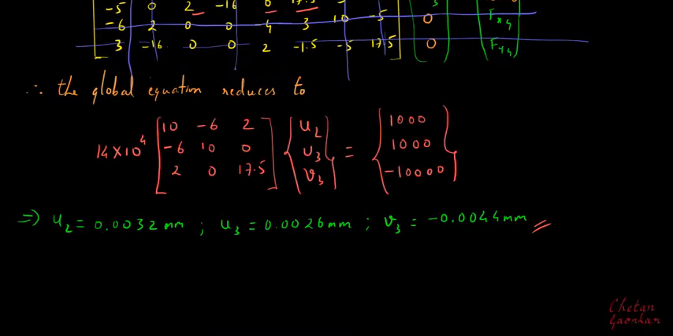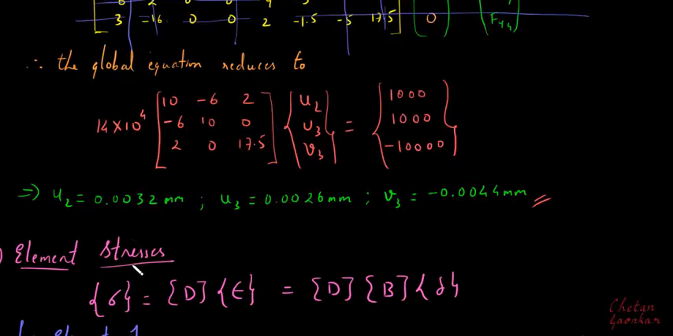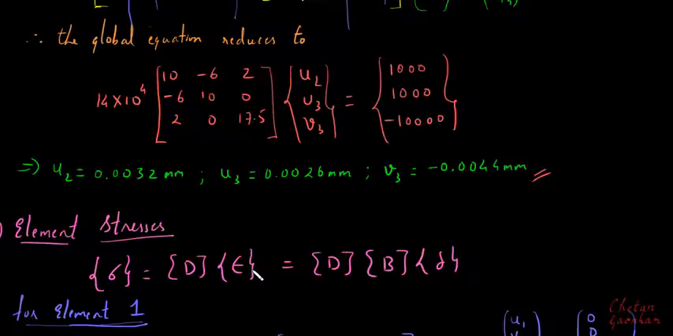Next, we need to find the element stresses. We can do that by using our stress-strain equation, which is nothing but sigma is equal to D times epsilon. For the plane stress case, we know what this D matrix is. Further, the strain epsilon can be obtained by using this B matrix, that is the strain-nodal displacement matrix, and then multiplying it by the nodal displacements.